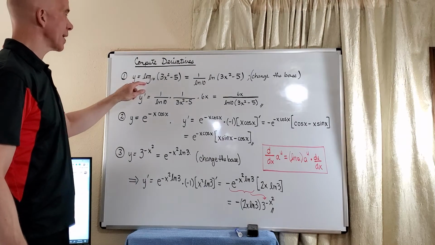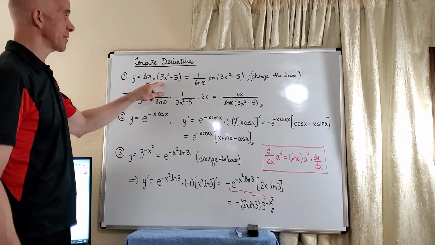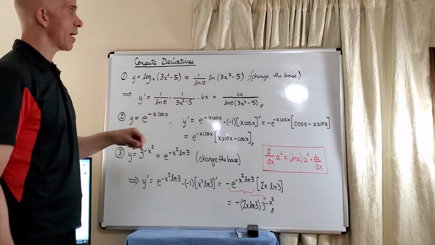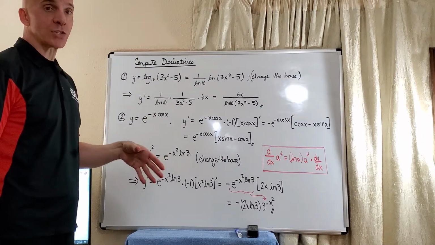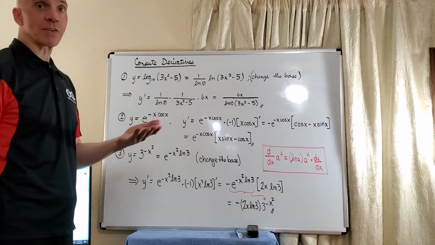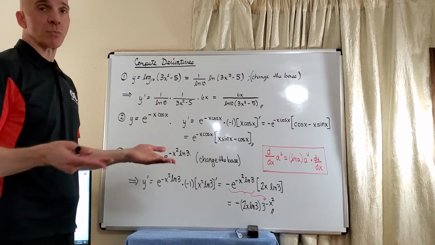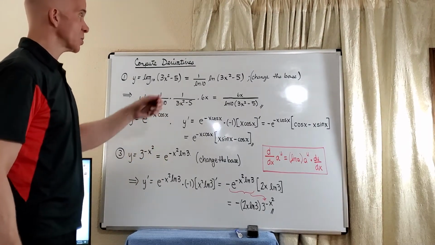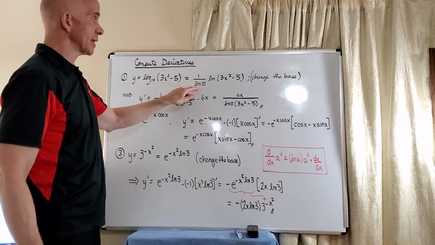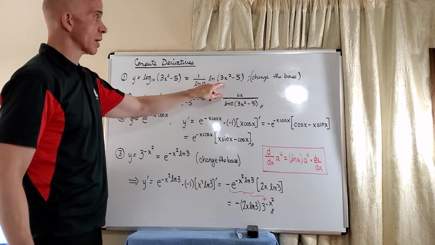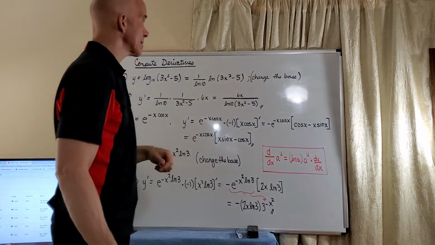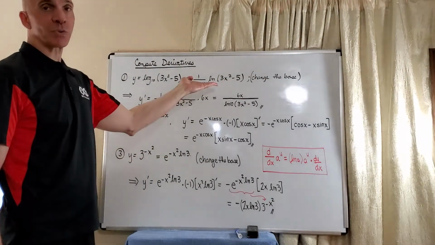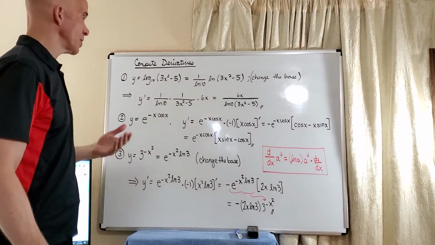We have y is the base 10 logarithm of 3x squared minus 5. Now, to do derivatives, you can go ahead and change the base and then do the derivative like you would if you were working with just the natural log. So the change of base would be 1 over ln of 10 times the natural log of 3x squared minus 5. Note what I've written here, change the base. And now this is just a logarithmic function. We know how to differentiate that.